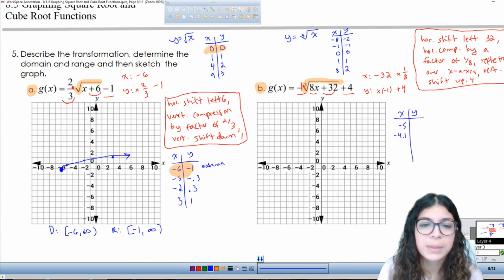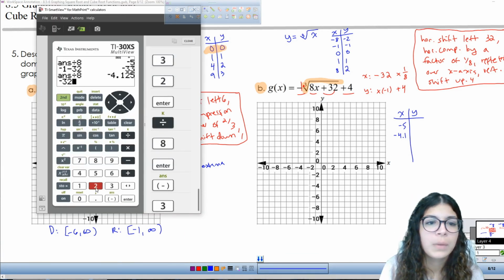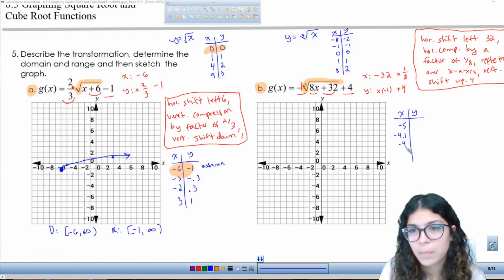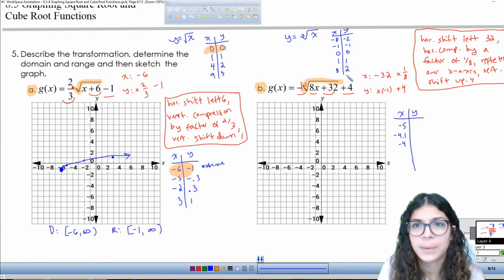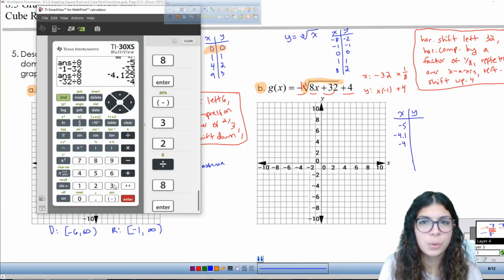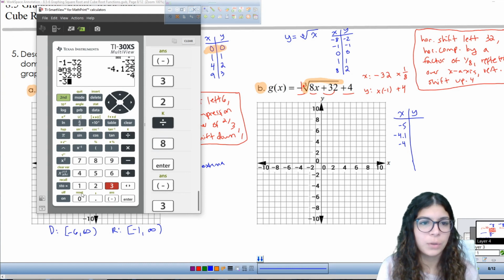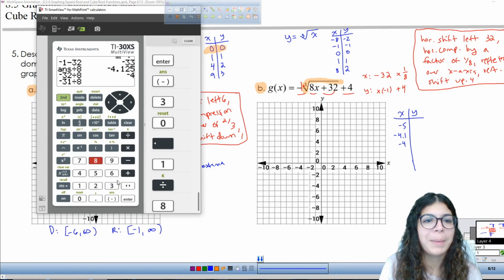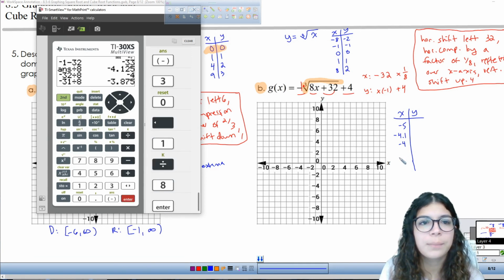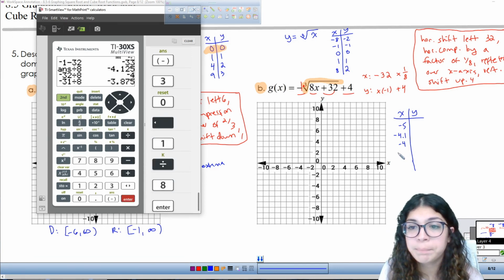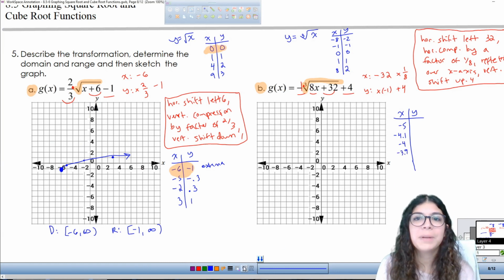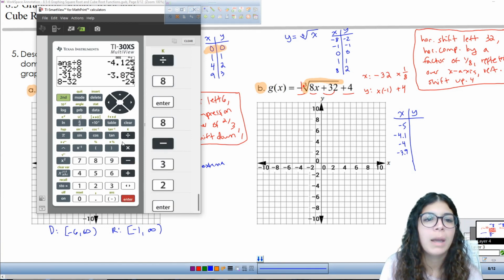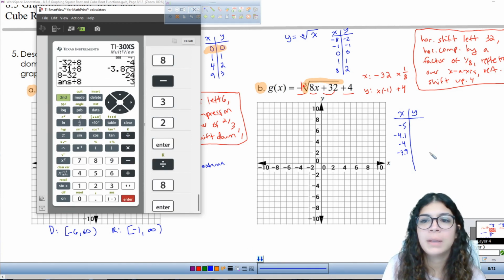0 minus 32 is -32. And then multiply by 1/8 is -4. I knew that. I don't know why I thought about that. 1 minus 32, excuse me, is -31. Nope, not -30, -31. And then multiply by 1/8, which is the same thing as dividing by 8, -3.9. And then last but not least, 8 minus 32, and then multiply by 1/8 is -3.